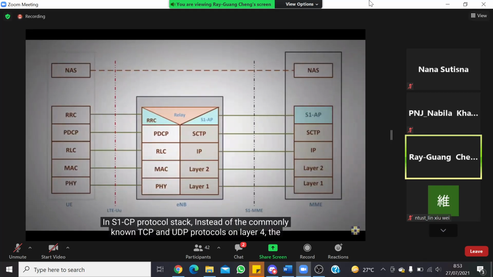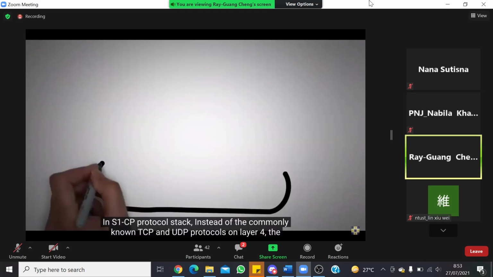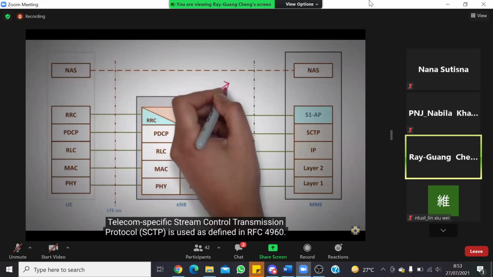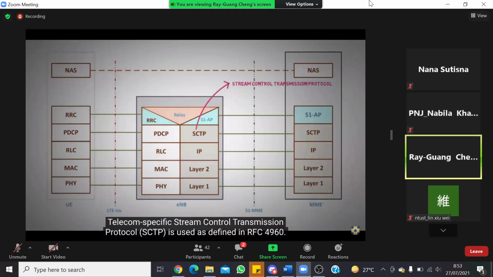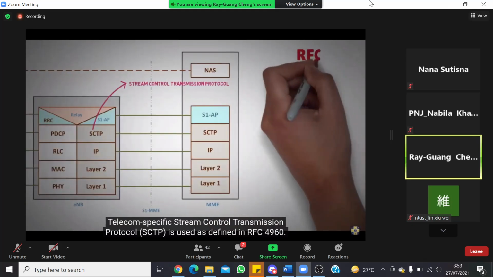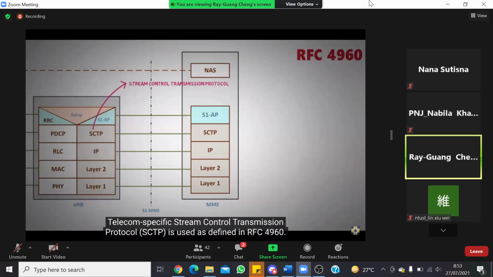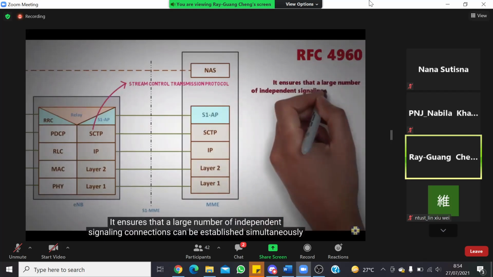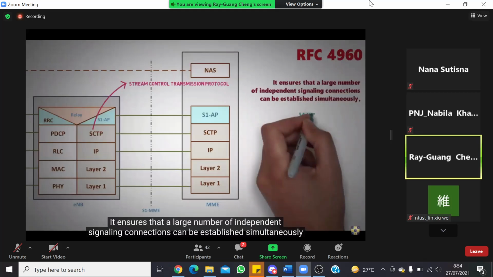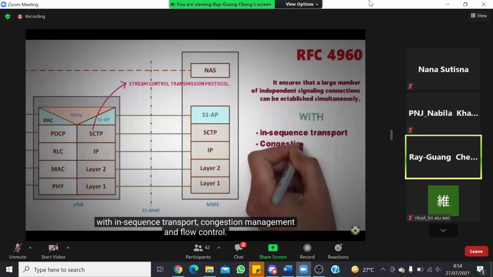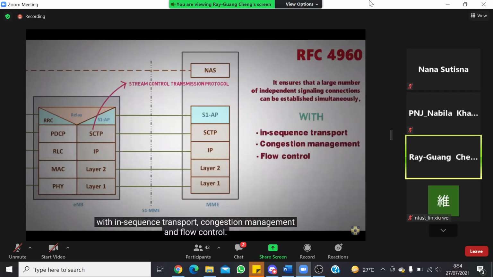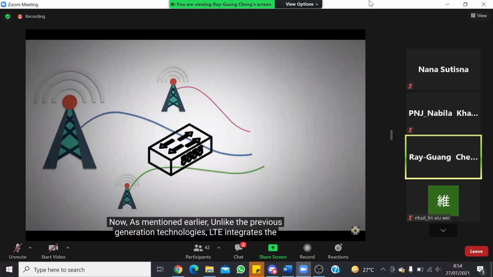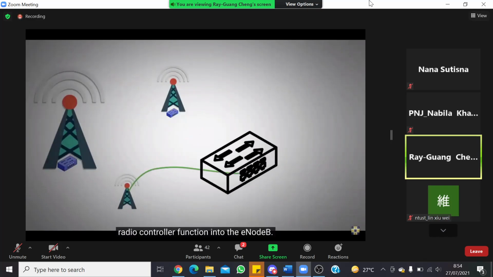In the S1-CP protocol stack, instead of the commonly known TCP and UDP on layer 4, the telecom-specific Stream Control Transmission Protocol (SCTP) is used, as defined in RFC 4960. It ensures that a large number of independent signaling connections can be established simultaneously with in-sequence transport, congestion management, and flow control.